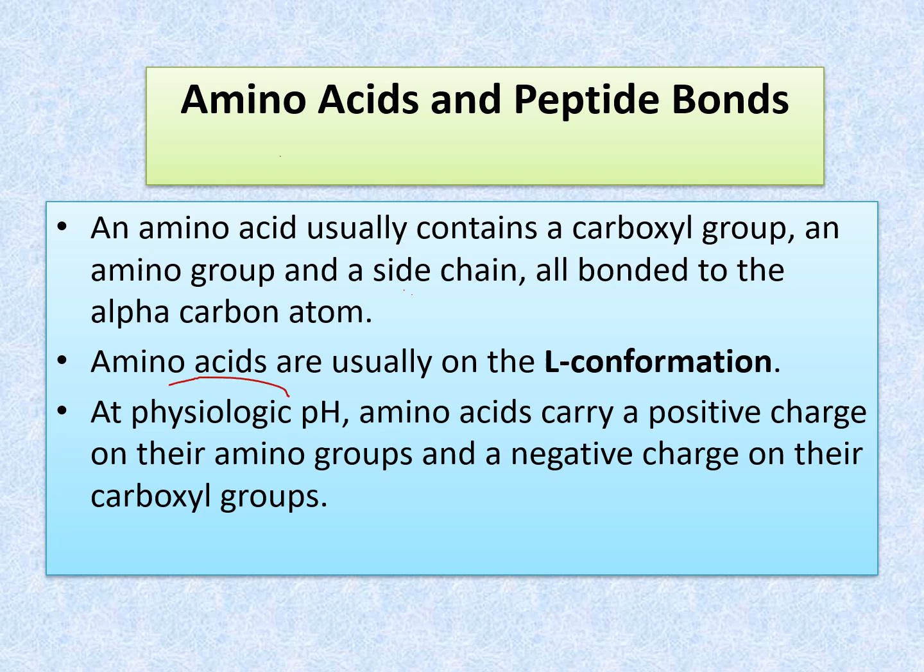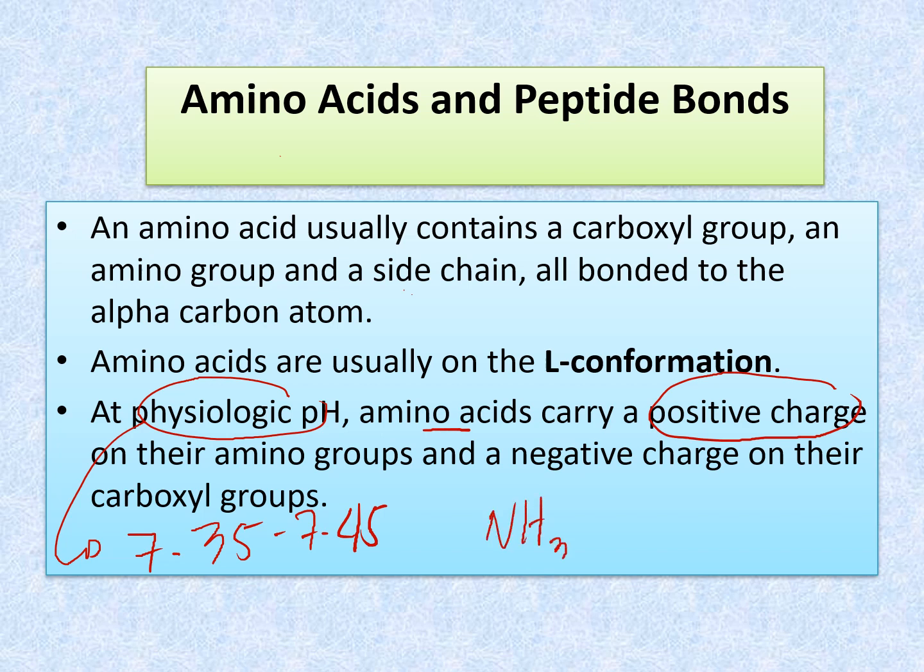At physiologic pH, when we say physiologic pH, it could mean the normal blood pH, which could range from 7.35 to 7.45. So at physiologic pH, amino acids would usually carry a positive charge on their amino groups. So guys, ano yung itsura niya? NH3+.